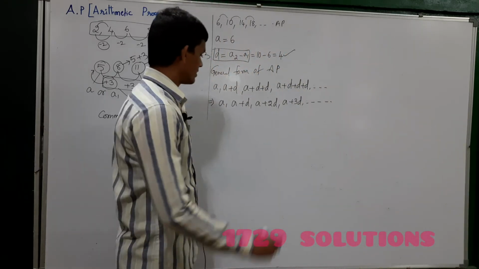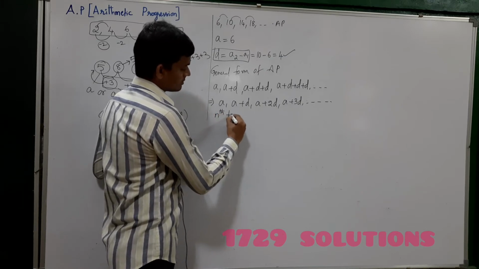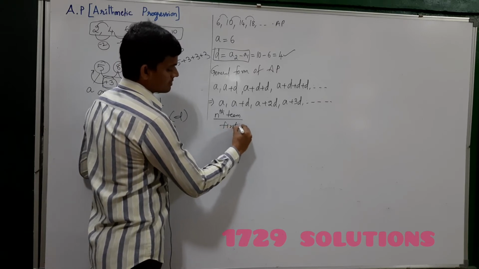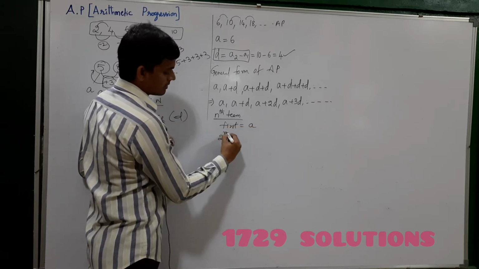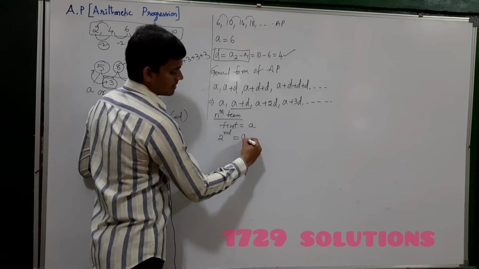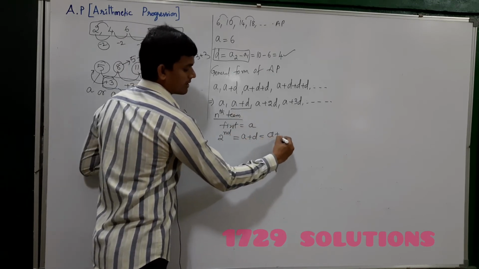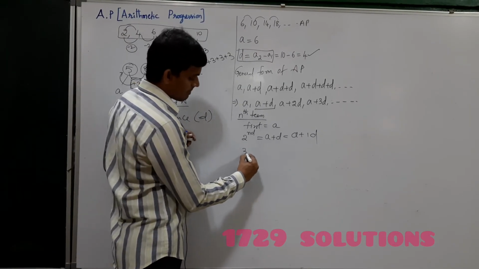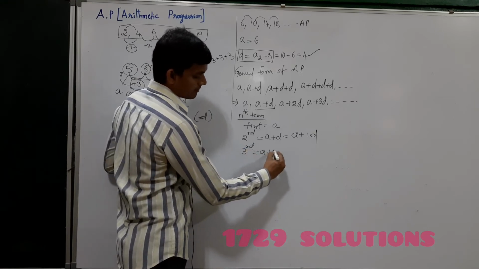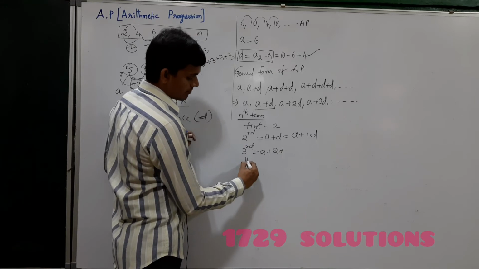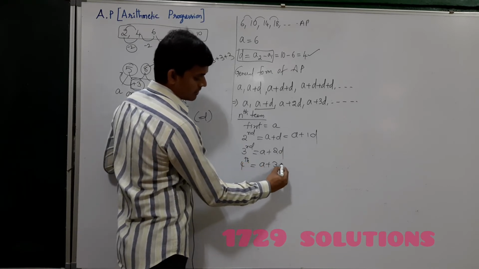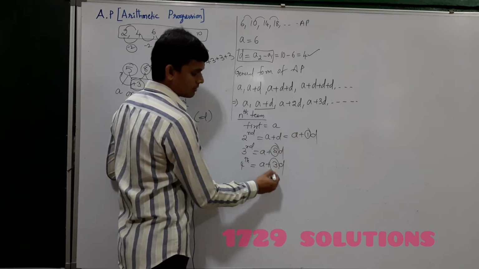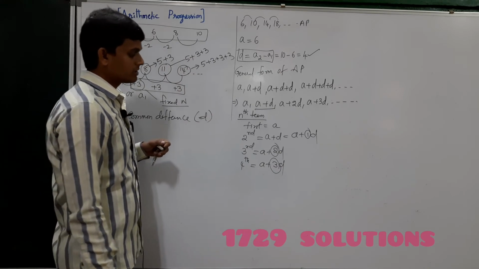Now it's time to find the nth term. Just now you know that the first term is A and the second term is A plus D. I want to write it like A plus 1D. Then the third term, I will write A plus 2D. Now the fourth term will be A plus 3D. When you observe, the second term has 1D, the third term has 2D, the fourth term has 3D. So with the help of this I can write the nth term.